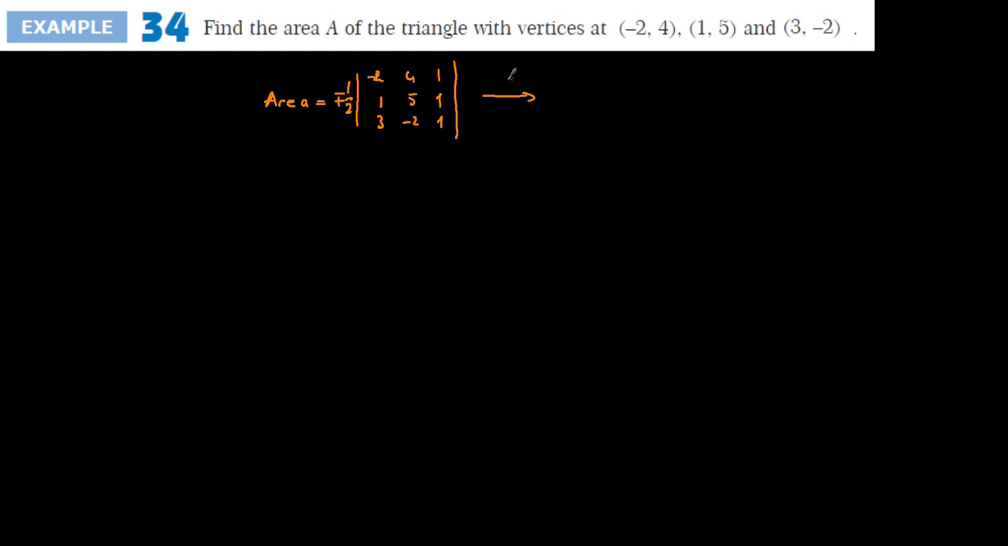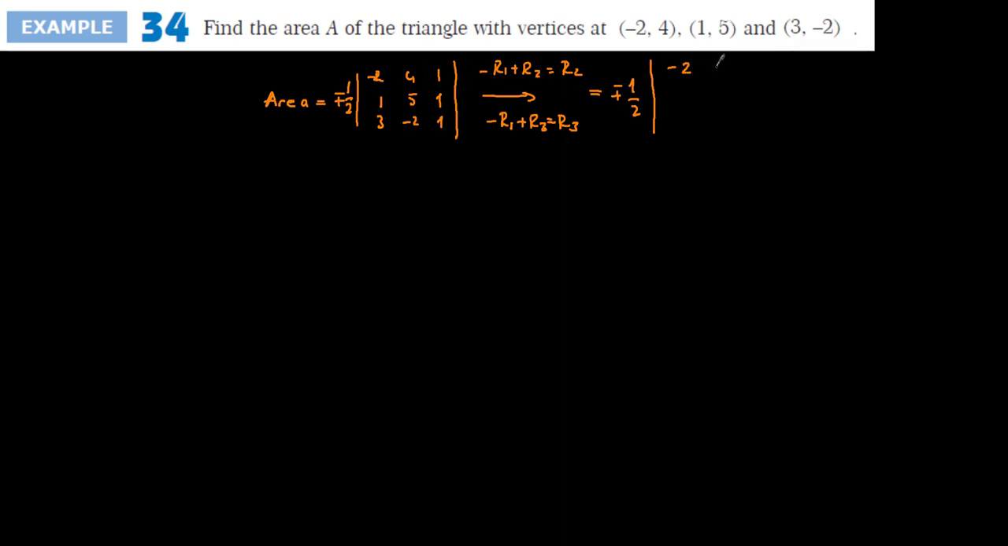I forgot the minus 1 over 2. Minus R1 plus R2 is going to be the new R2. And minus R1 plus R3 is the new R3. And let's see how the row operations change the determinant. I mean, the value is not going to change, but the entries are going to change.